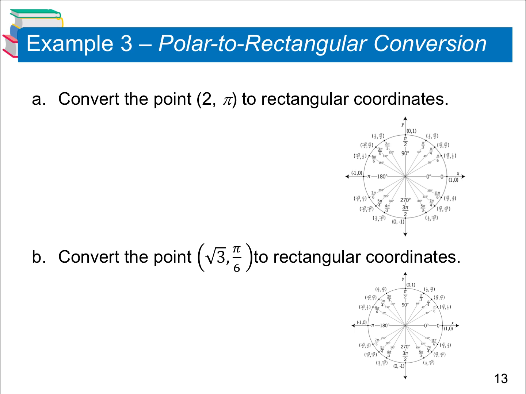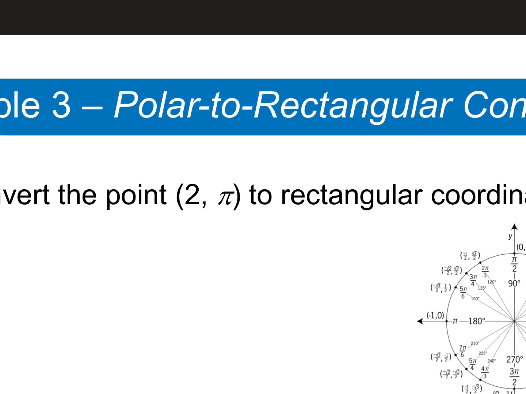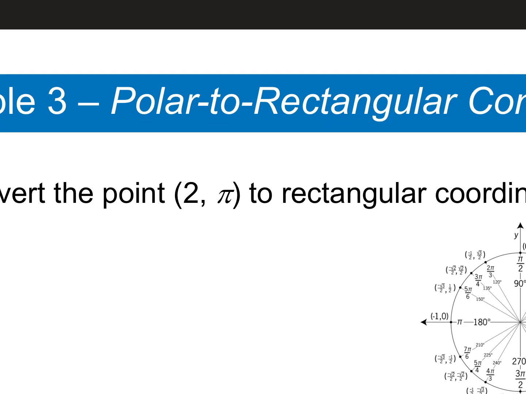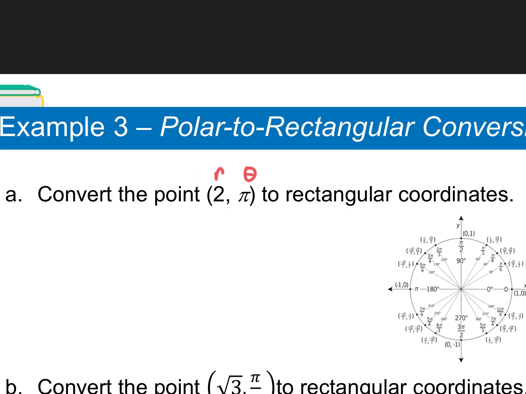But this says to convert the point (2, pi) to rectangular. So you're starting off in polar. So first thing you need to do is say, okay, when I have 2 and pi, they're giving me r, and they're giving me the angle that we're talking about, the theta. So we're going to convert to x and y.